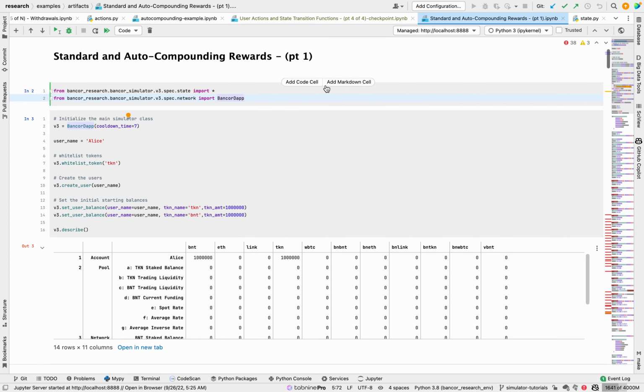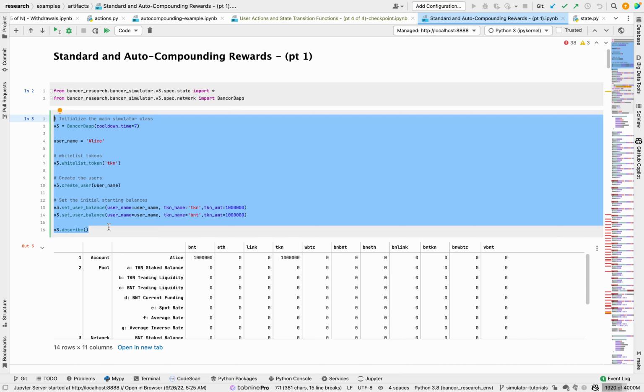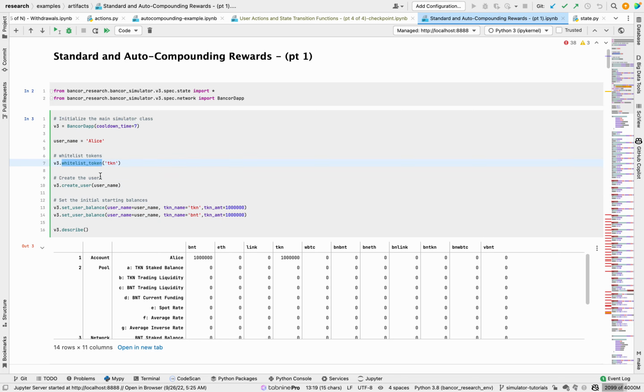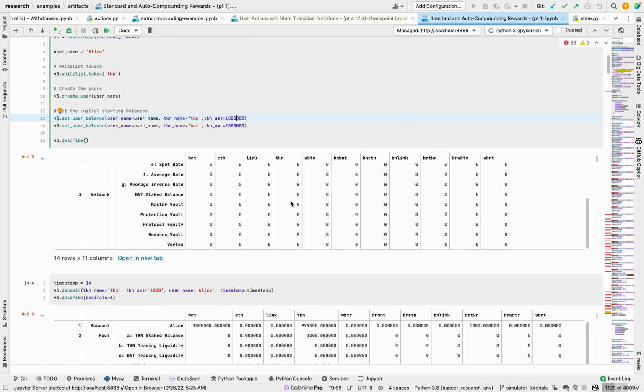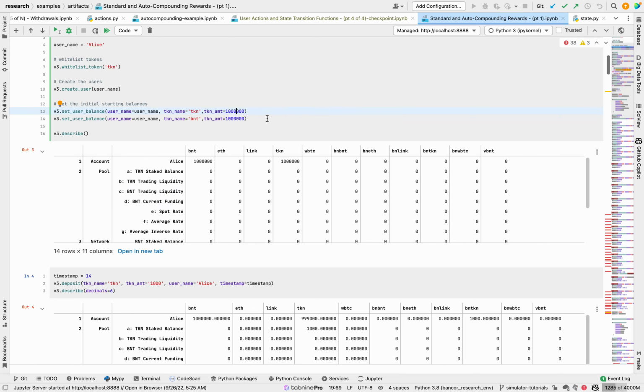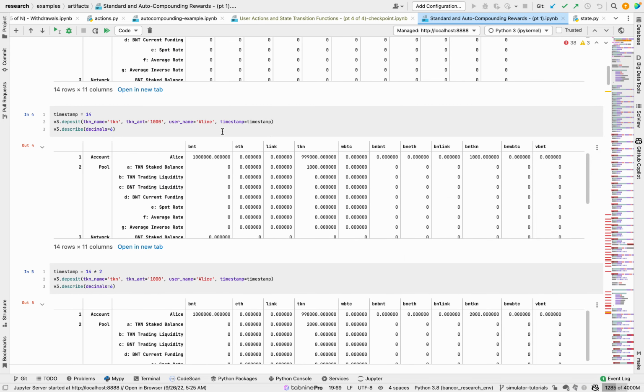This is a new notebook that I put together this morning for this particular session, and it's pretty simple. We're going to start out the same way. We're just going to create one user today. We're going to whitelist just one token, which is TKN. We've got Alice, who's going to get a million of each, TKN and BNT, to begin with, and then we'll go through a couple of steps, which you'll see over time how this progresses.